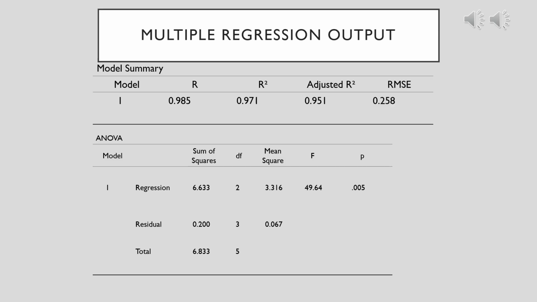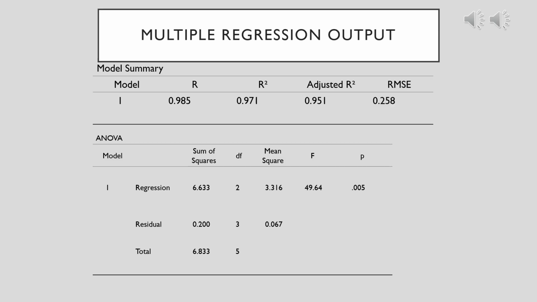The R value, the capital R value, you'll remember from last time, that is the multiple correlation coefficient. So that's the combined relationship of time spent with friends and satisfaction with social life on happiness, 0.985. R squared is literally just 0.985 squared. 0.985 times 0.985 gives you R squared.